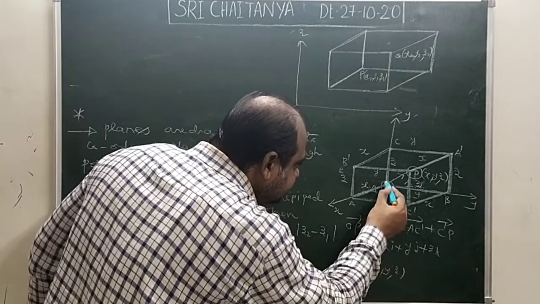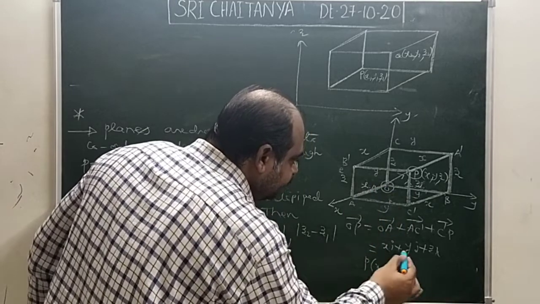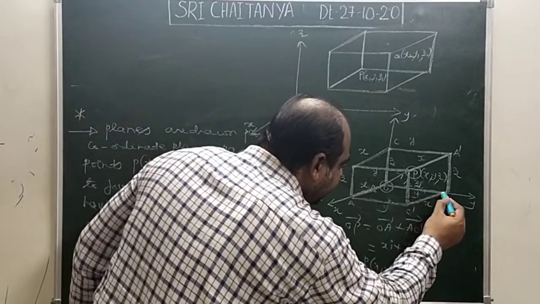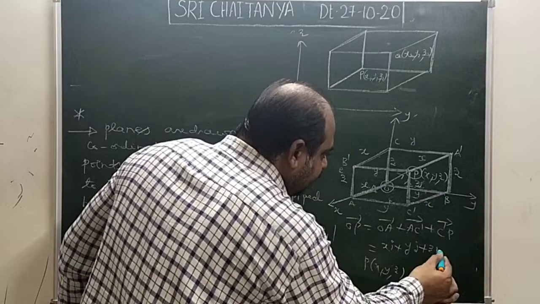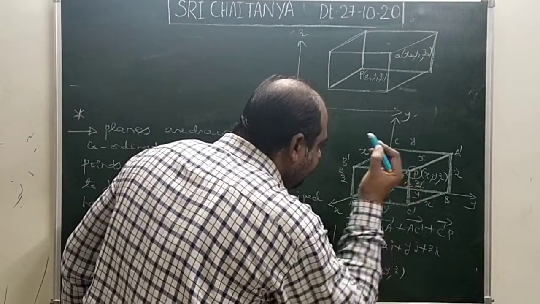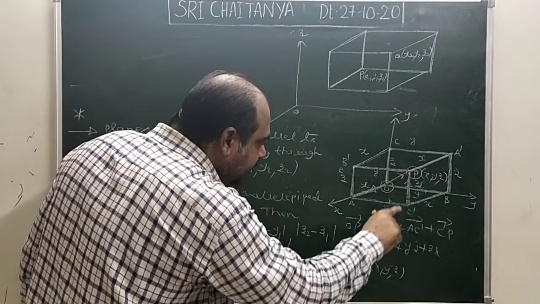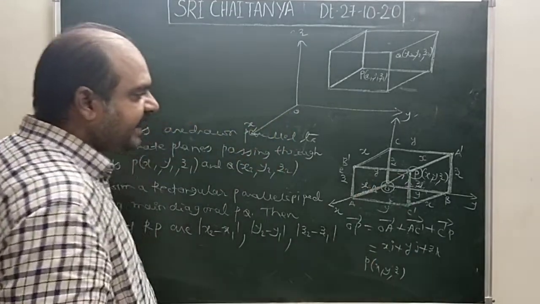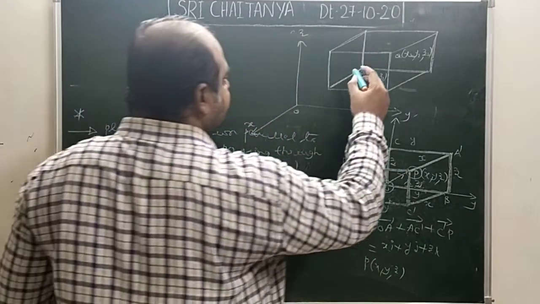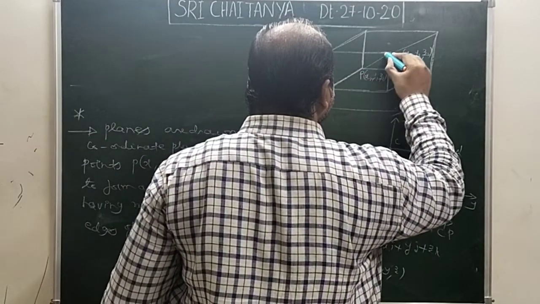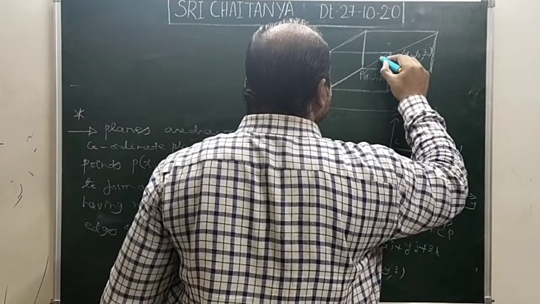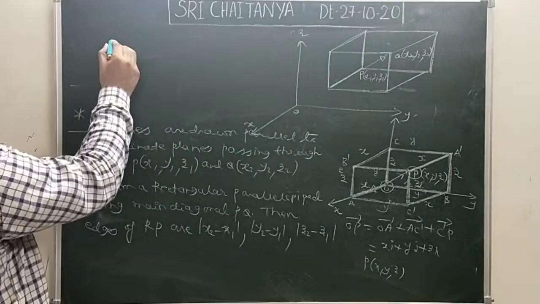The i coefficient is what? One edge, OA. The j coefficient is what? One edge, Y. The k coefficient is what? One edge, Z. That means if you write the main diagonal, the coefficients are nothing but the edges. So similarly here, the diagonal is what? This is PQ bar. PQ bar, you write.